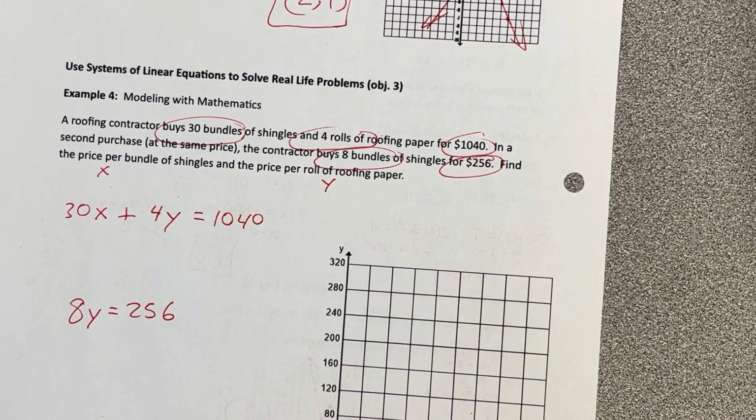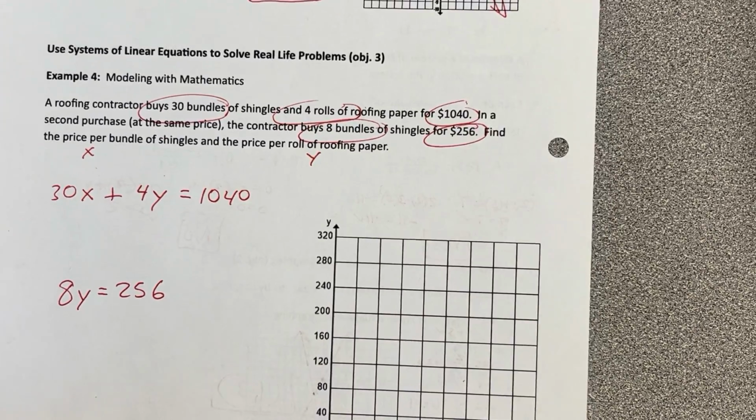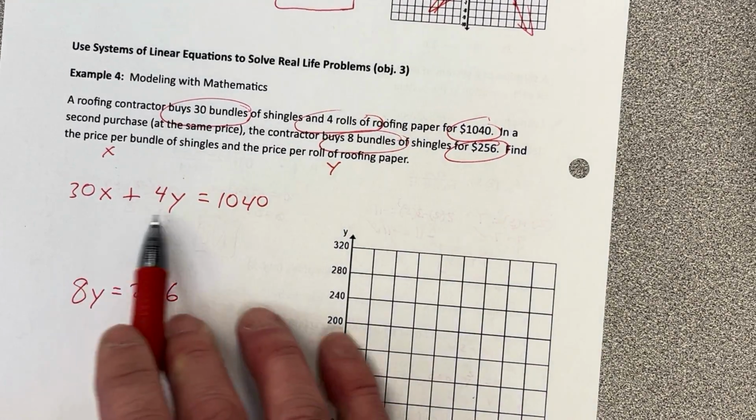But class, I'm willing to bet some of you are looking at this and saying, I can find y right away. And you're totally right. You could get y right away, and then you could solve for x. So you could do this algebraically. I have confidence that you guys could do that. But we're into the graphing section, so we're going to graph this thing. I'm going to graph this by using intercepts.